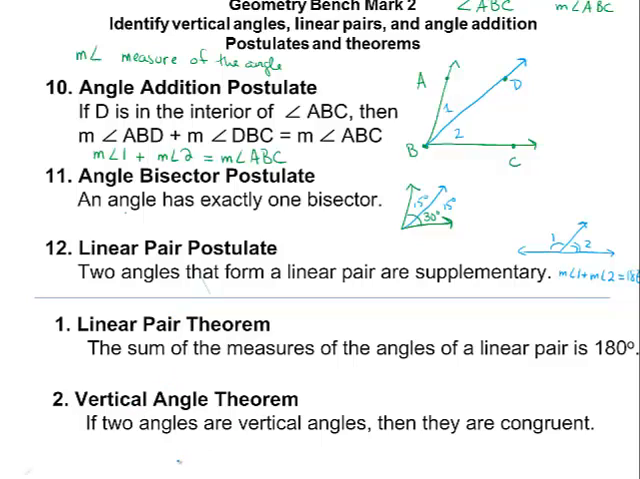And then the vertical angle theorem, it says if two angles are vertical, then they are congruent. So if I come in and I make some vertical angles, label them. Angle 1 is going to be congruent to angle 3, and angle 2 is going to be congruent to angle 4. So the angles across from each other are the same size.